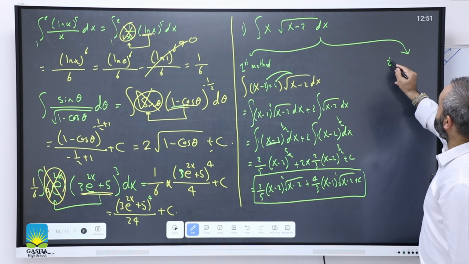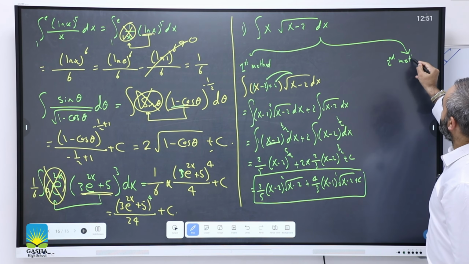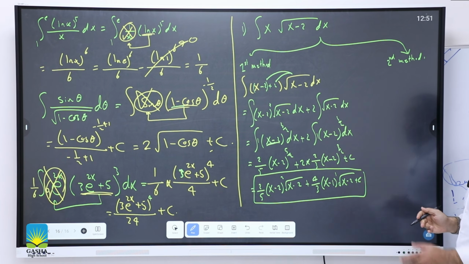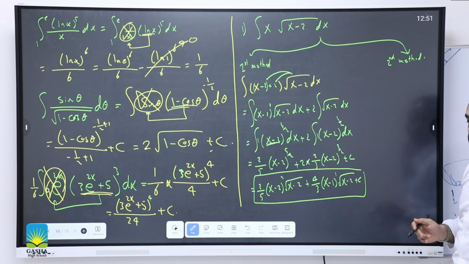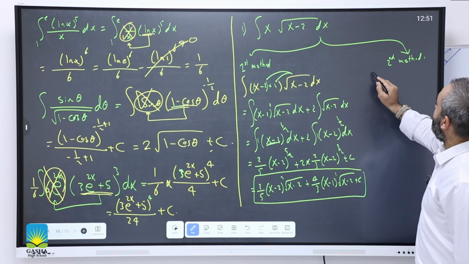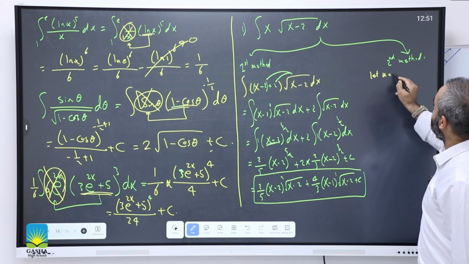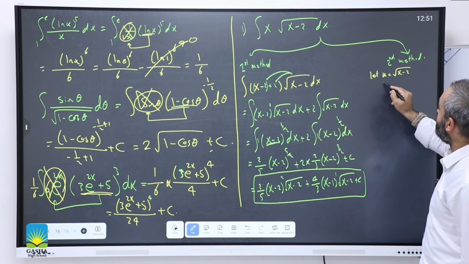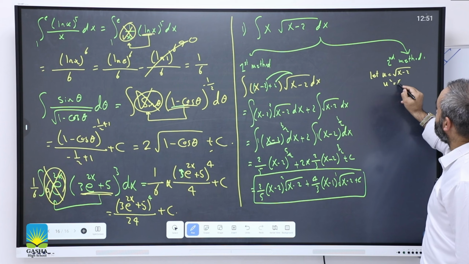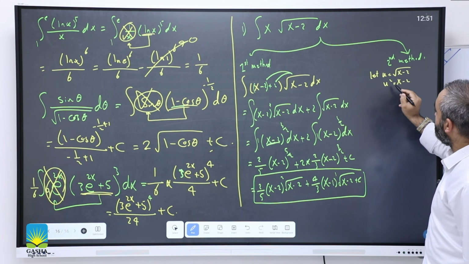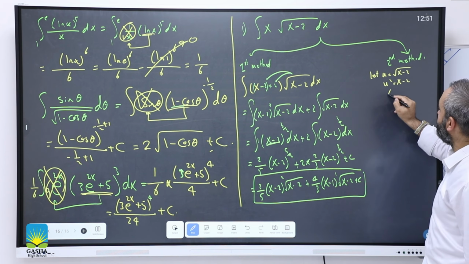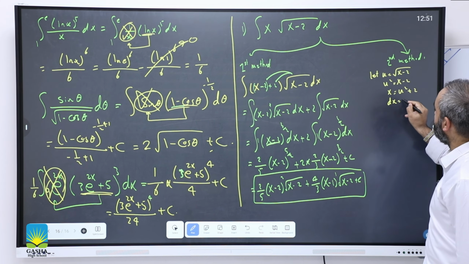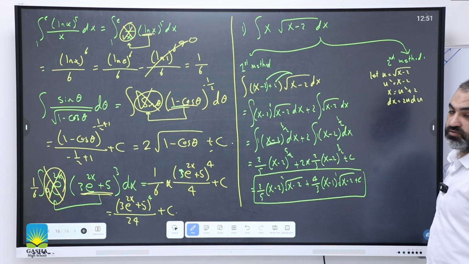The second method: change f of x dx into f of u du. Let u equal the square root of x minus 2. By squaring both sides, u squared equals x minus 2, and moving to the other side, x equals u squared plus 2. Then dx equals 2u du, right?